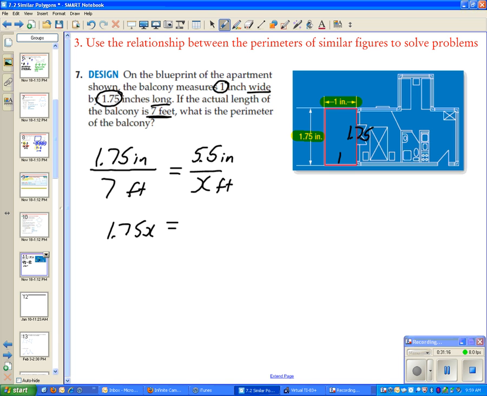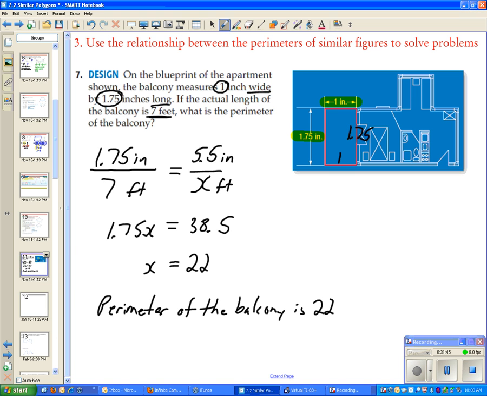All right, so let's see, that'll be 1.75x equals 38.5. That's what 7 times 5.5 is. And then you divide both sides by 1.75. Anybody got an answer yet? 22. So the perimeter of the balcony is 22 feet. Questions?